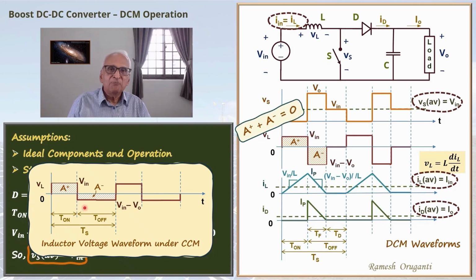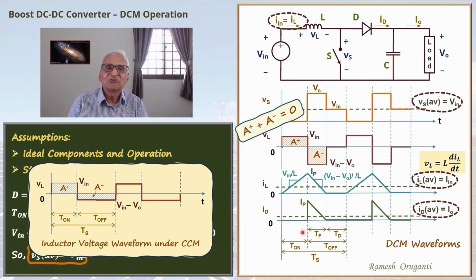Notice that A plus is the same in both the cases. A plus is V in times T on. A plus is the area of the rectangle. Here also it is V in times T on. So A plus is the same. Here A minus is V in minus V naught times T off. In discontinuous conduction mode, A minus is V in minus V naught times TF. And TF is less than T off.